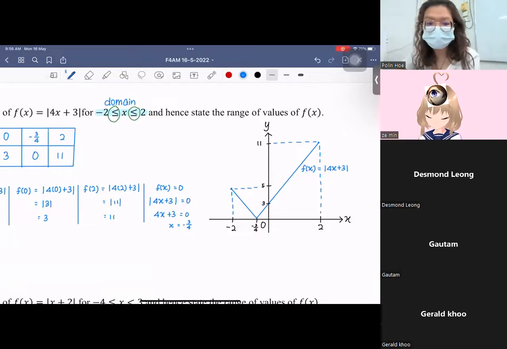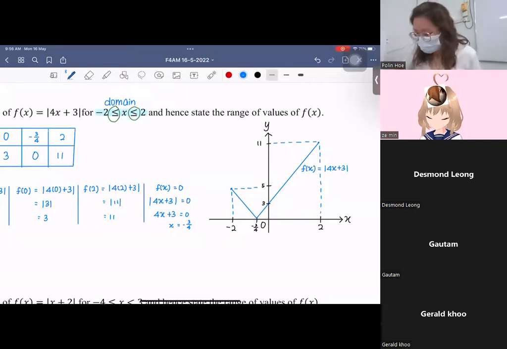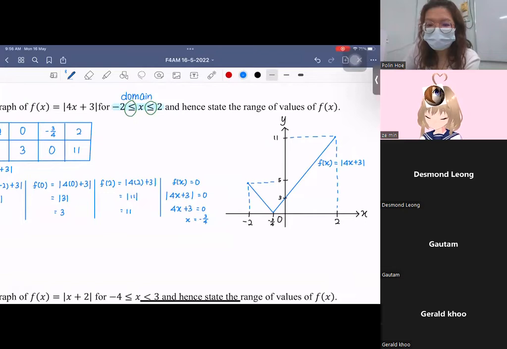Done for this. Sorry, my dotted line is really ugly because I do not have a ruler here. Can we proceed to the next one, or should I wait for you? Can. Then next.